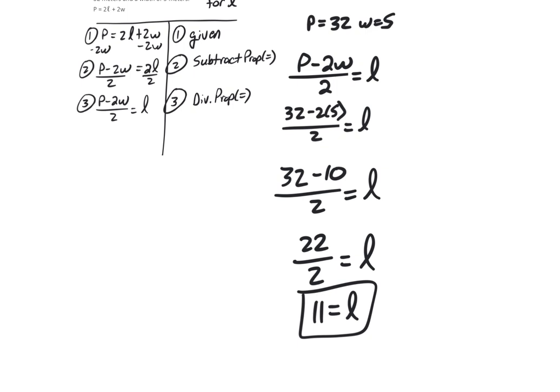Do you have to justify the length or just the part? Just the equation part, yeah.